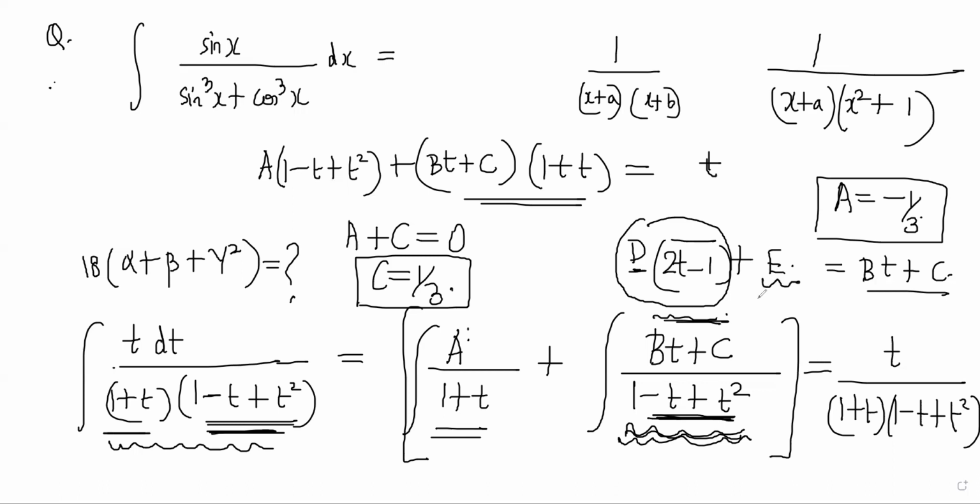The second term, how do you do? The constant by this thing. Integral of constant by 1 minus t plus t square. How do you do that? You can take out the constant outside the integral, then 1 minus t plus t square is t square minus t plus 1.